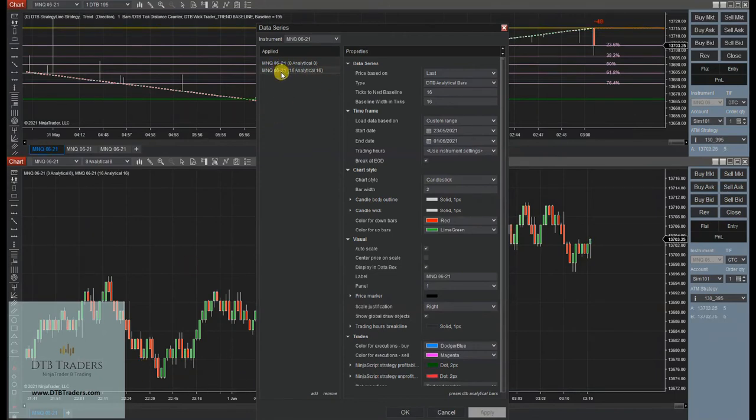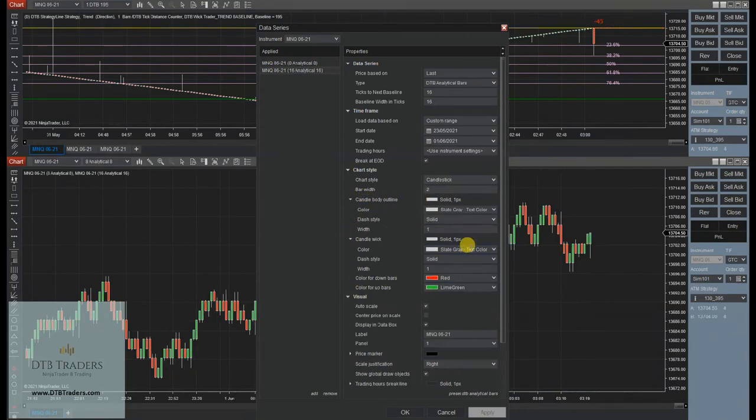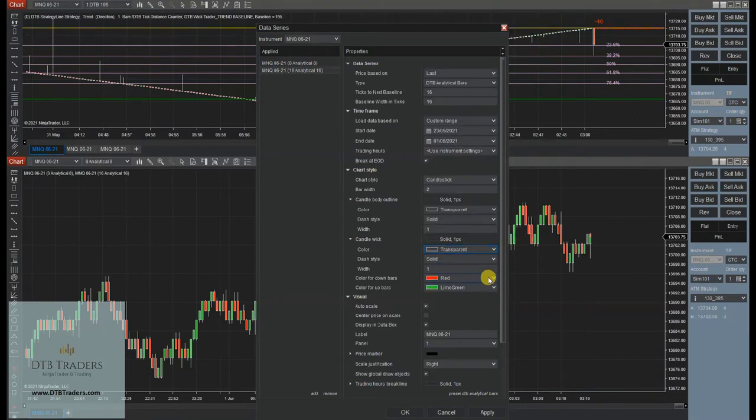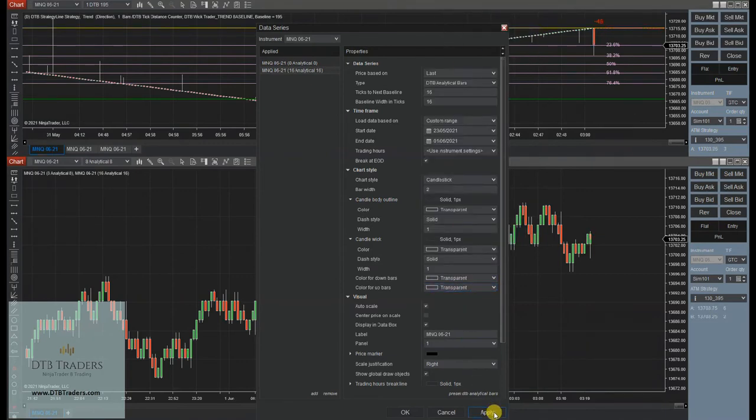And then we don't need to see the 1616 bar physically, we can just see the 88. So what you can do now is go into your candle body outline, your candle wick, and your bar, and make all of those transparent. By making those transparent, it's just going to hide those bars physically from view. Apply. So then we should only see the one bar on the chart.